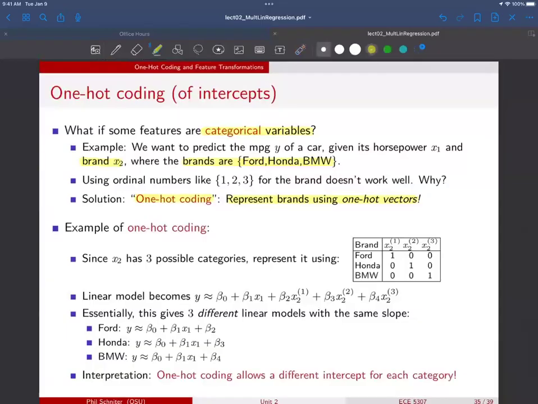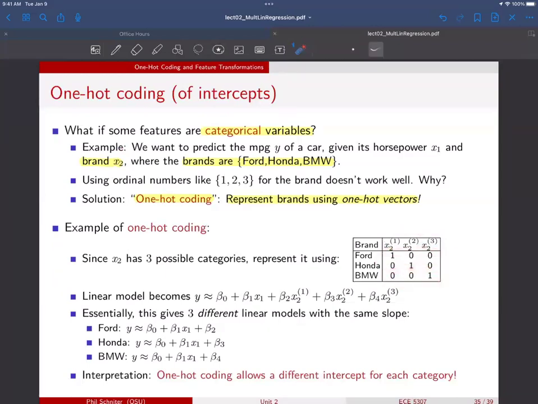What we mean by that is you take what used to be this scalar x2 feature variable, and you actually expand it into a set of 3 variables, because we have 3 brands in this case. And then you assign the vector a one-hot vector, meaning a vector of all zeros, except one value is 1. So Ford gets, for those 3 new features, 100, Honda becomes 010, and BMW becomes 001.